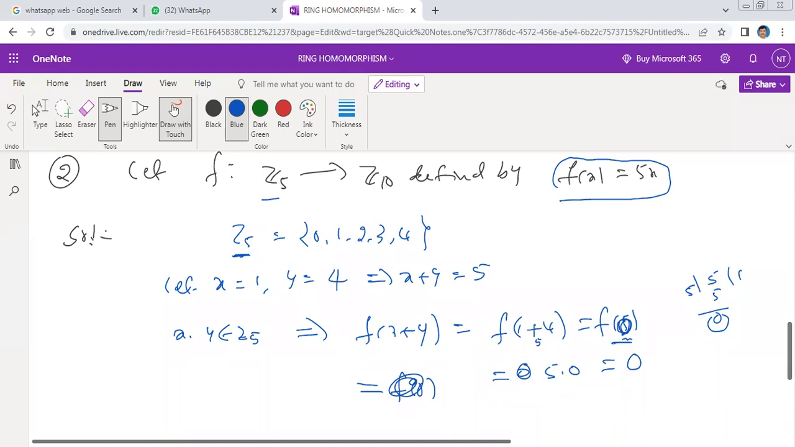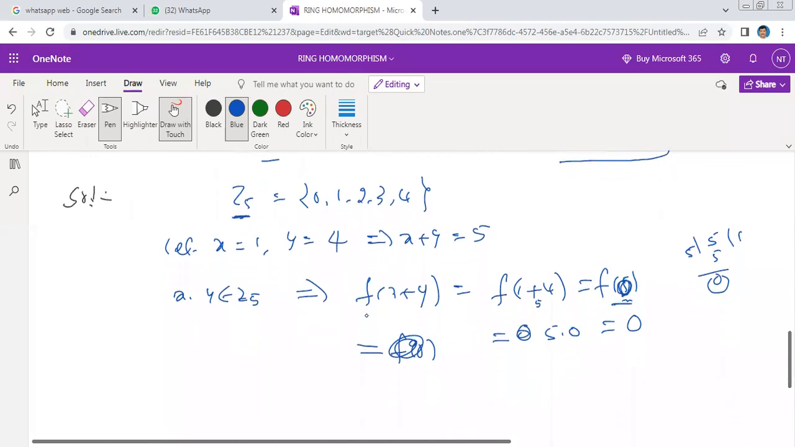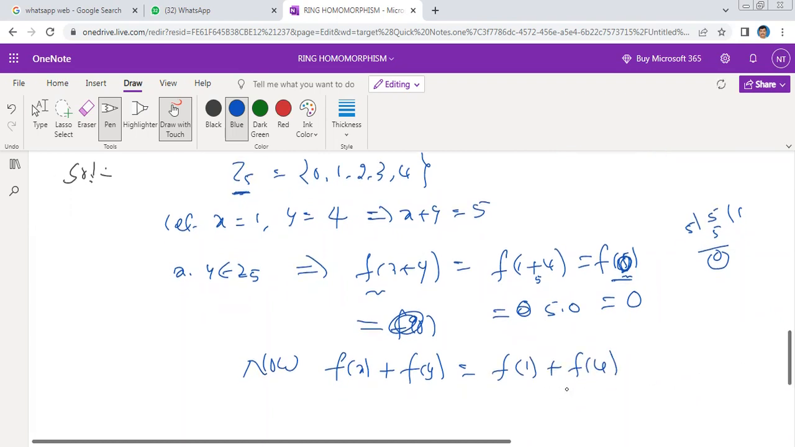It is one way. Now I am checking the other side, f of x plus f of y. The f of x value is with x equal to 1, and y is 4. In the image, the operation is addition modulo 10, because the domain is Z5 and the codomain is Z10, whose operation is modulo 10.